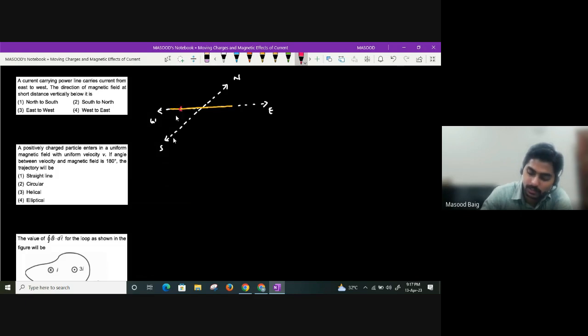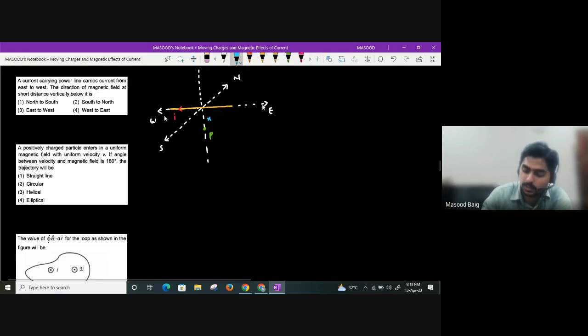Is carrying current in this direction. The direction of magnetic field at a short distance vertically below it. Now they're asking where, beta? They're asking here at a short distance vertically below it. Point P is here. So let us say it is at a distance x.